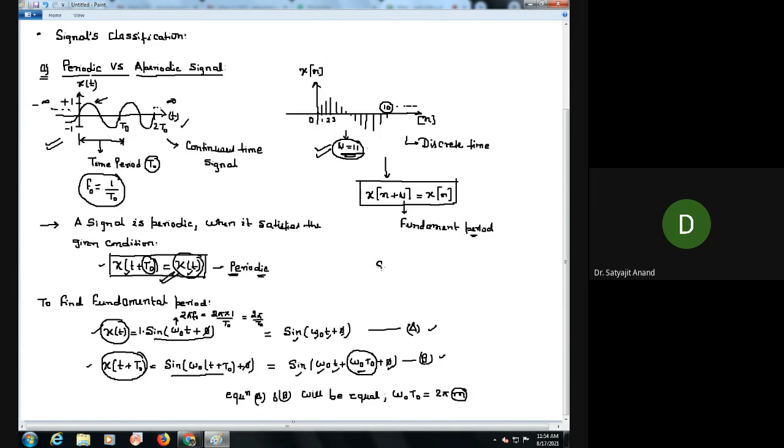See here, sine of 2 pi plus theta gives you sine theta. Sine of 4 pi plus theta gives you sine theta. Sine of 6 pi plus theta gives you sine theta. So if I assume this omega naught into T naught is equal to 2 pi into m, then 2 pi m plus omega naught t plus phi gives you simply sine omega naught t plus phi.